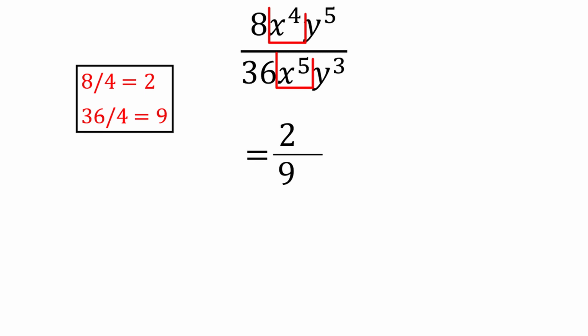Our x terms simplify to 1 over x, as the higher x term is in the denominator. Our y terms simplify to y squared by subtracting the y exponents. Putting everything together, we have 2y squared divided by 9x.